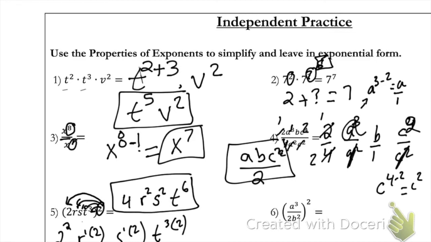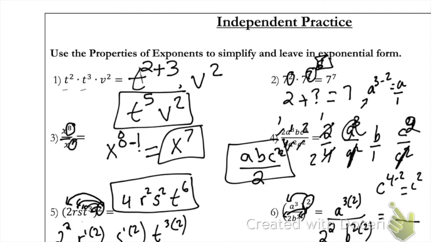This one here, we'll do similar things. We're going to go ahead and distribute this 2 to all terms. To the a to the third, I'm going to distribute it to this 2 and then to this b to the second. So really you're going to have a to the third times a 2 over 2 to the second, b to the second times a 2.